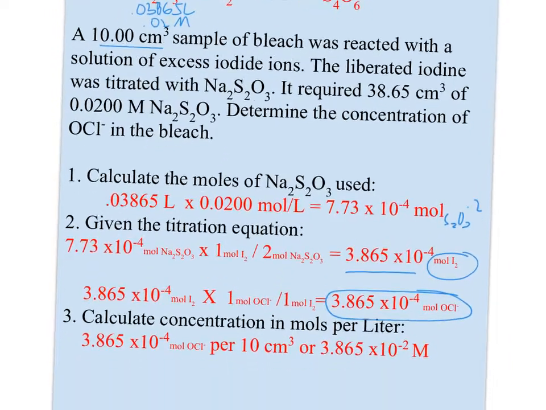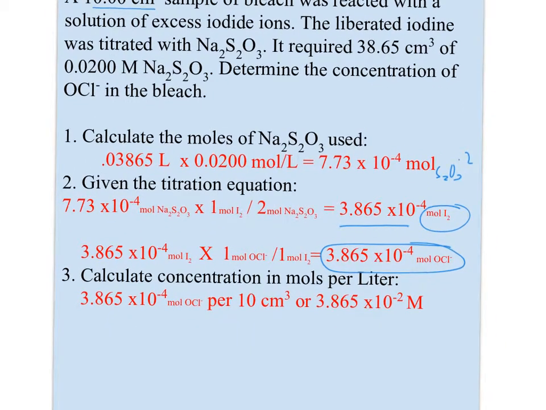So what's my concentration in moles per liter? Well, it's 3.865 times 10 to the minus fourth moles in 10 centimeters cubed, which is 0.010 liters. So if I go ahead and divide that, that would be a concentration of 3.865 times 10 to the minus second.